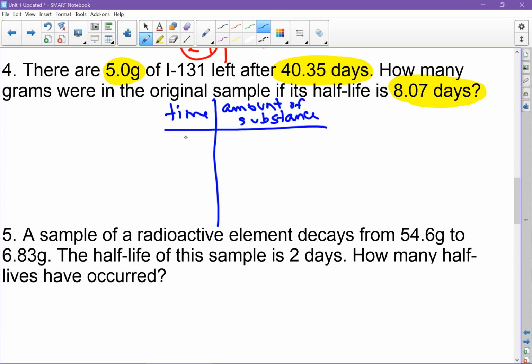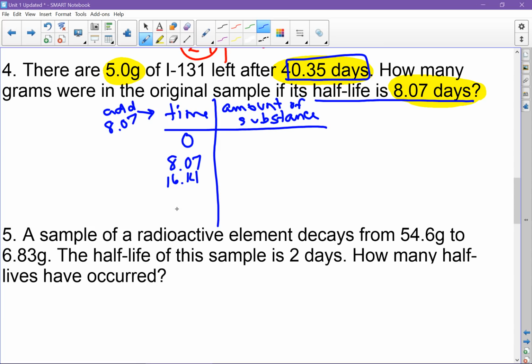Okay, time, remember, always starts at 0, and in this column we are going to add. In that column, the time that we're going to add, it says the half-life is 8.07 days. So we're going to add 8.07 every time. So 0 plus 8.07 is this. If I add 8.07 again, I get 16.14. We're going to keep going until we get to this other time number right here.